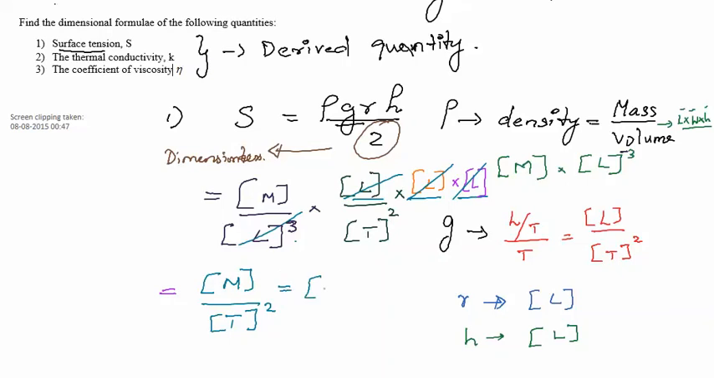So that would be M, and since it's in the denominator, I'm going to bring that up and write it in a different form. So this is my answer, the dimension of surface tension.